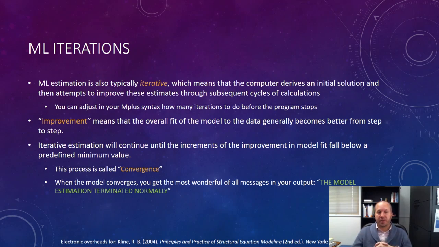And when you have run your model and it goes through those iterative processes over and over again and reaches convergence, so it gets that error to be small enough that we're comfortable with it, then you'll get this wonderful message in your output that says the model estimation terminated normally. That means it reached convergence.